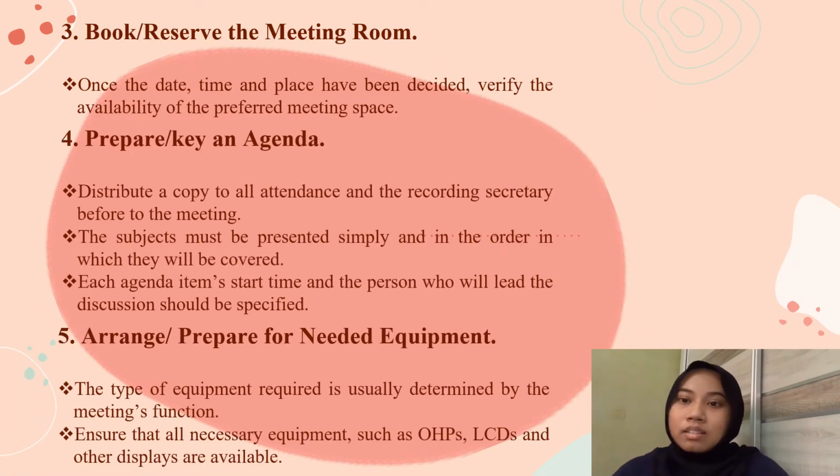Step 3 is reserve and book the meeting room. Once the date, place, and time have been decided, verify the availability of the meeting room. Also, you must ensure the room requirements are met. Room requirements being met can make a big difference in how well the meeting goes. The most important part is that participants can see and hear each other in that meeting room.